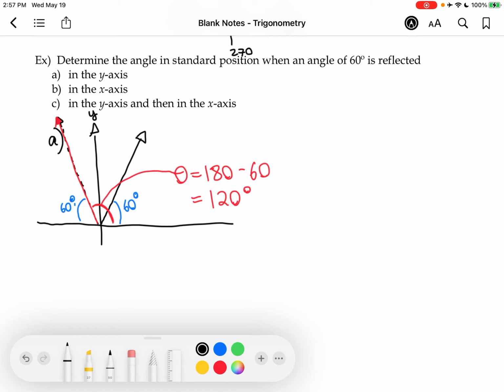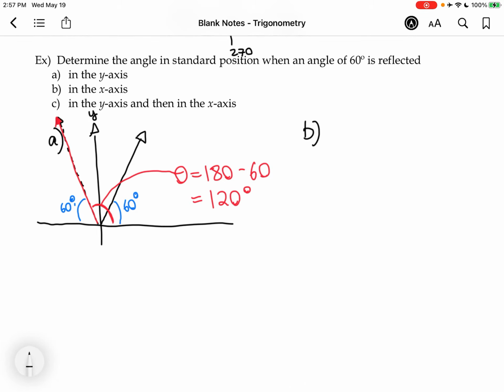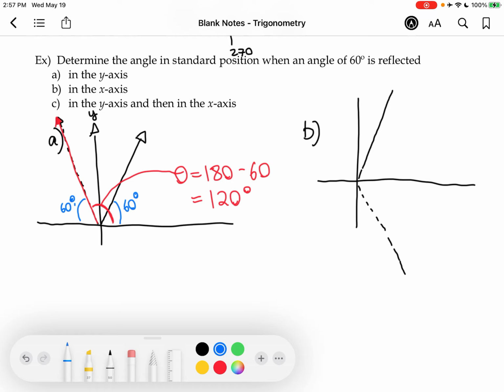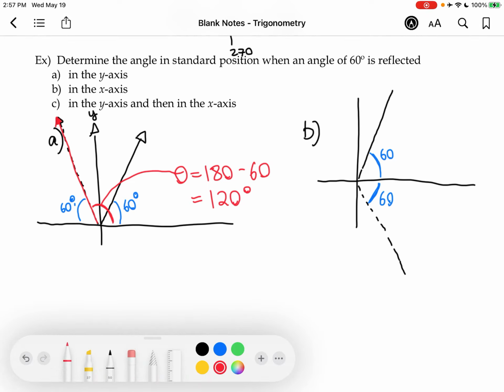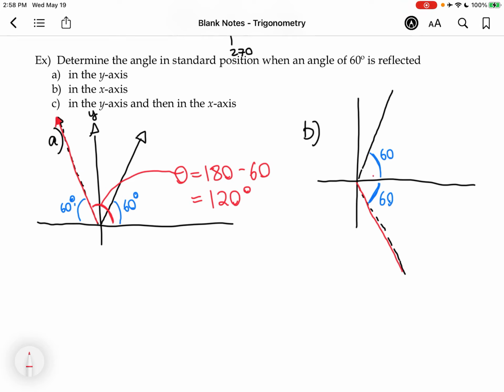For B, if we reflect in the x-axis, then we start with an angle that's at 60 degrees over here, and we're going to reflect this way. Okay, so again, this is 60, which means this is now 60. But the angle that we're measuring, the new angle, which is this one here, we have to start at the positive x-axis and go all the way around. So now this red angle plus this 60 degrees has to add up to 360, which means the red angle is going to be 360 minus 60, which is 300 degrees.